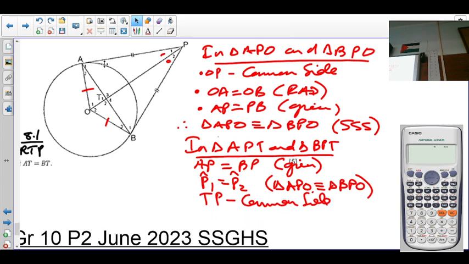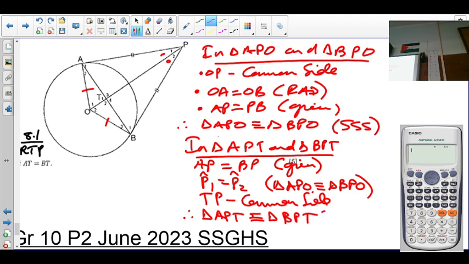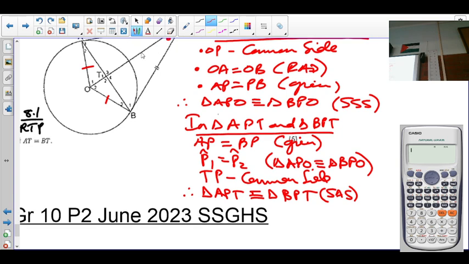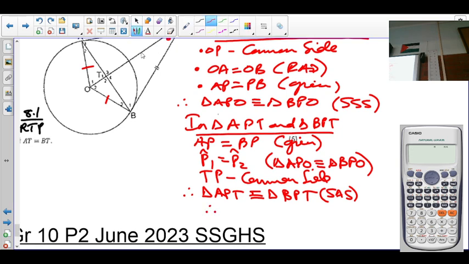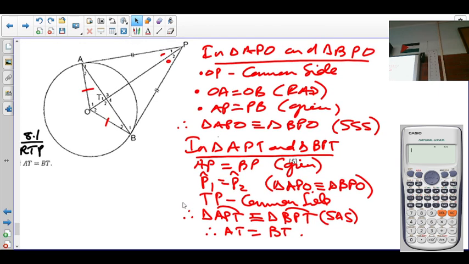So therefore, triangle APT is congruent to triangle BPT. Why? Side, angle, side. But have we answered the question? No. Now we can say therefore AT is equal to BT. This is a good question for you. If you want, you can say that because the triangles are congruent, but it's right under this.